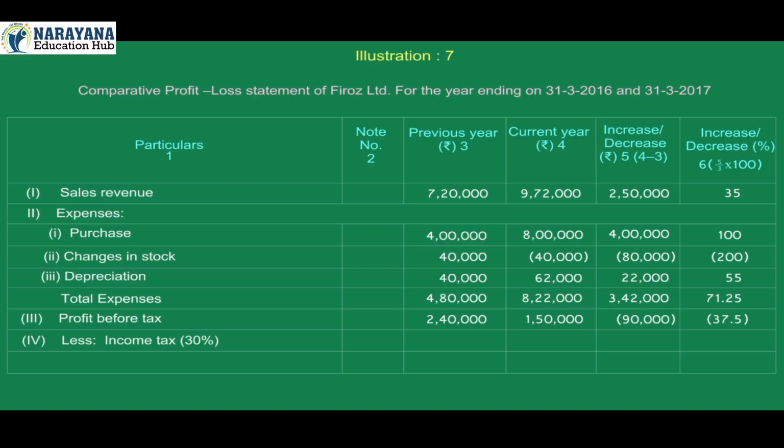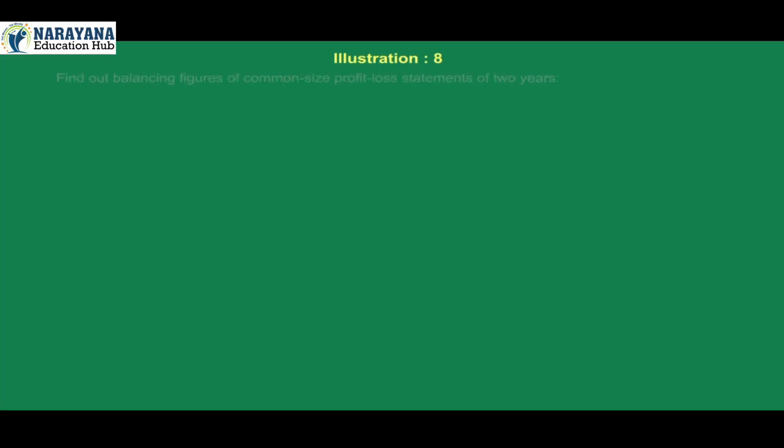4. Less income tax 30%, 72,000, 45,000, 27,000, 37.5%. 5. Profit after tax 1,68,000, 1,05,000, 63,000, 37.5%. Illustration 8. Find out balancing figures of common size profit and loss statements of 2 years.